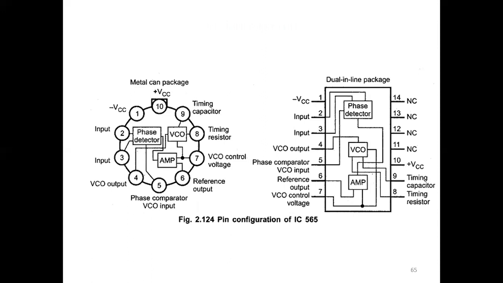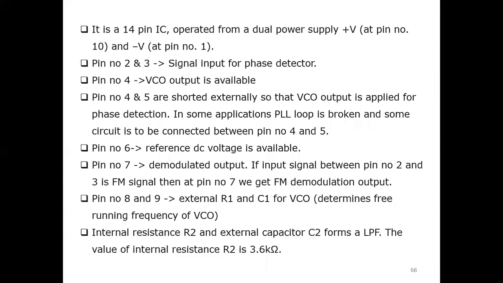This is another model, another package of IC 565, and each pin is explained in this slide. It is a 14 pin IC operated from a dual power supply, plus and minus volt. Pins number 2 and 3 are signal inputs for the phase detector. Pin number 4, the VCO output, is available. Pins number 4 and 5 are shorted externally so that the VCO output is supplied to the phase detector. In some applications the PLL loop is broken and some circuit is connected between pin number 4 and pin number 5. Pin number 6, reference DC voltage is available.